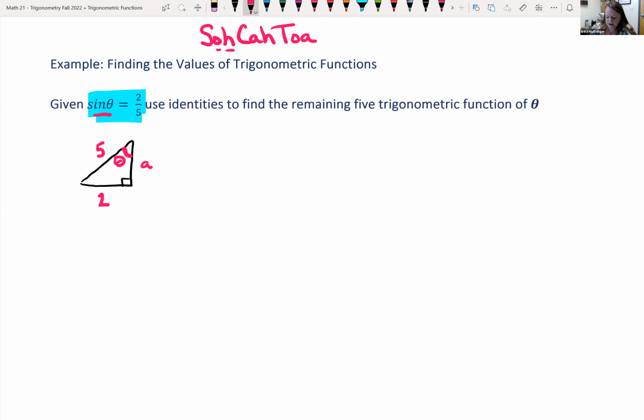Maybe call it A. So using the Pythagorean theorem, we have c squared, the hypotenuse squared, which in our case is 5 squared, is equal to the sum of the legs squared. So we square each leg and then sum it: 2 squared plus a squared. So we have 25 is equal to 4 plus a squared.